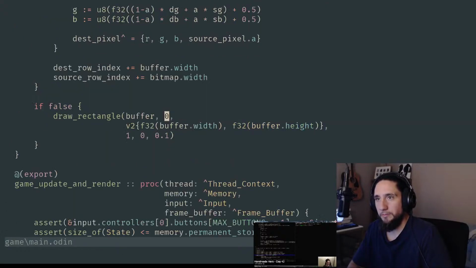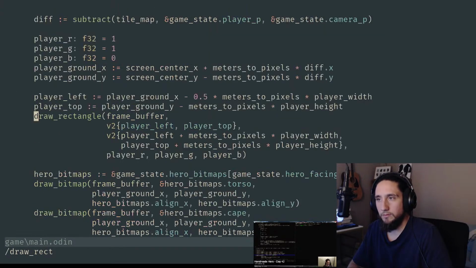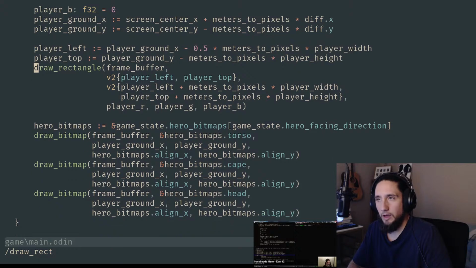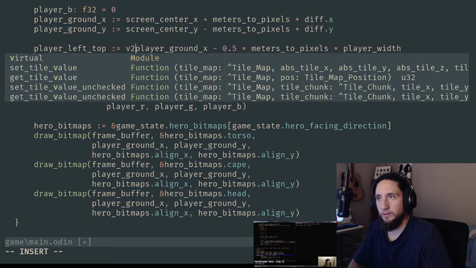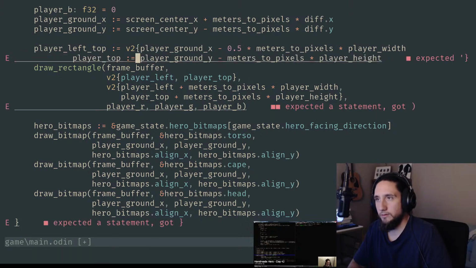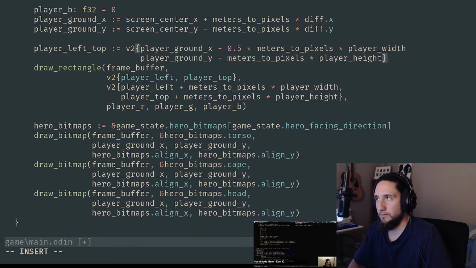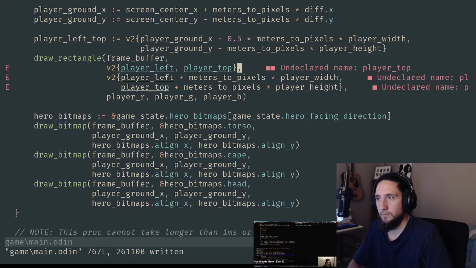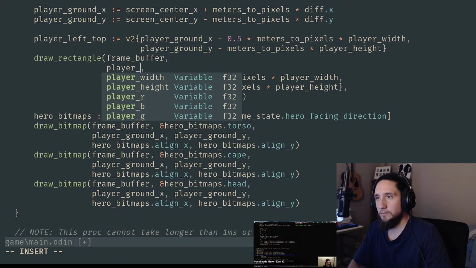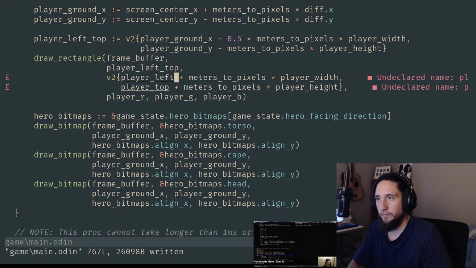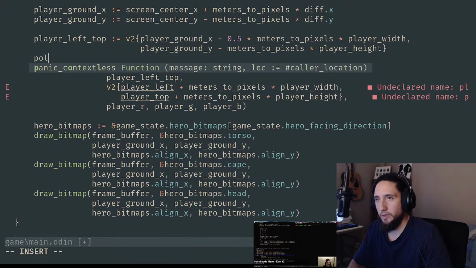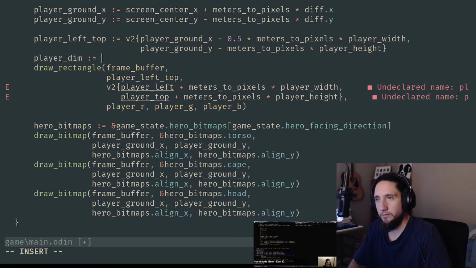Looks like we can clean that up just a tad. So, like you said, player left top is just going to be this. And then this business, yeah, so instead of it being player width height, we can say player dim, right?